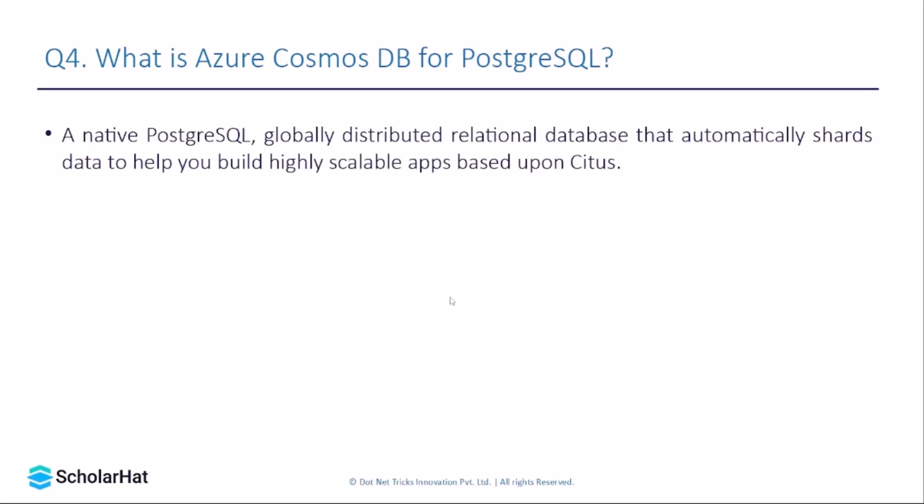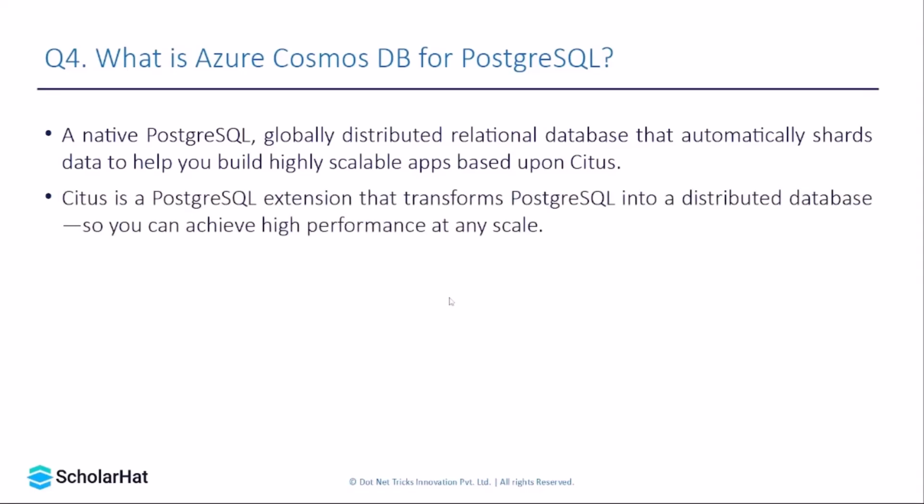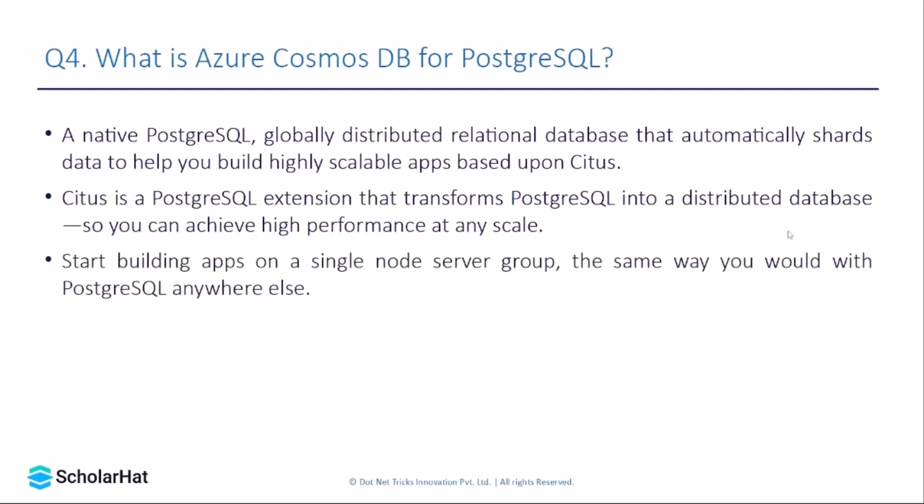Now let's move to the next question: what is Azure Cosmos DB for PostgreSQL? Azure Cosmos DB for PostgreSQL is a globally distributed relational database that automatically shards data to help build highly scalable applications, based upon Citus. Citus is a Postgres extension that transforms Postgres into a distributed database so we can achieve high performance at any scale. We can start building applications on a single-node server group in the same way that we would use PostgreSQL anywhere else.